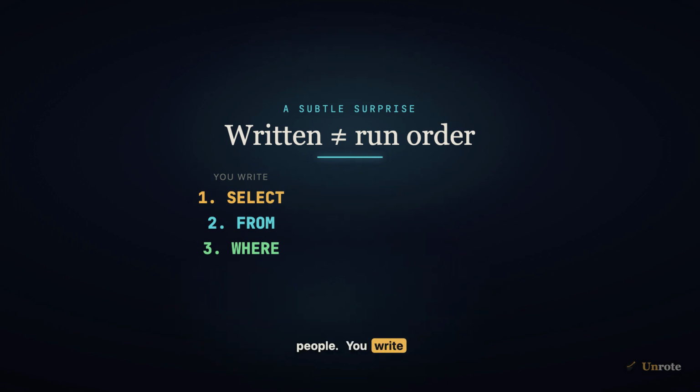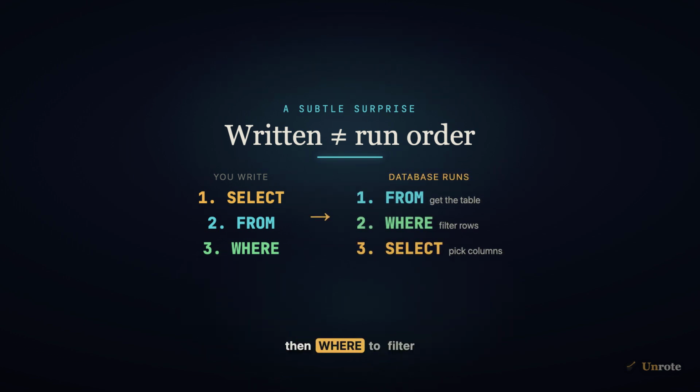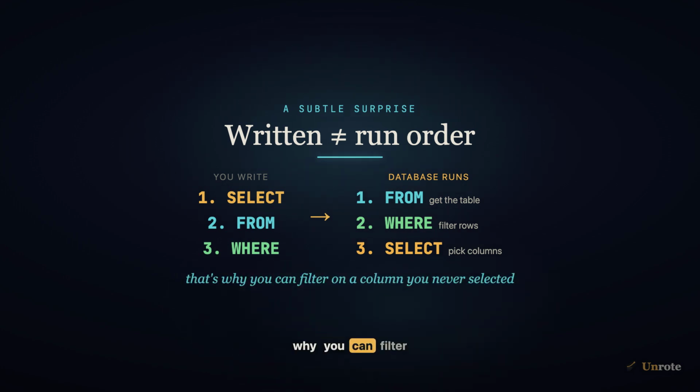Here is something that surprises people. You write select first, but the database does not run it first. It runs from to get the table, then where to filter the rows, and only then select to pick the columns. That is exactly why you can filter on a column you never selected.